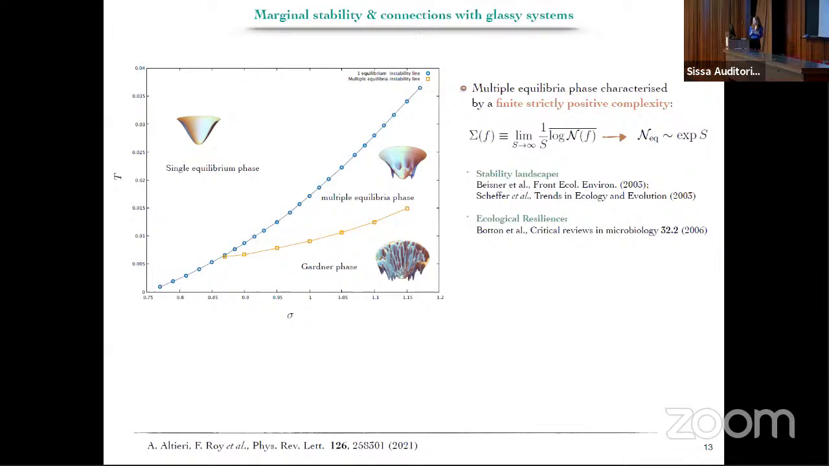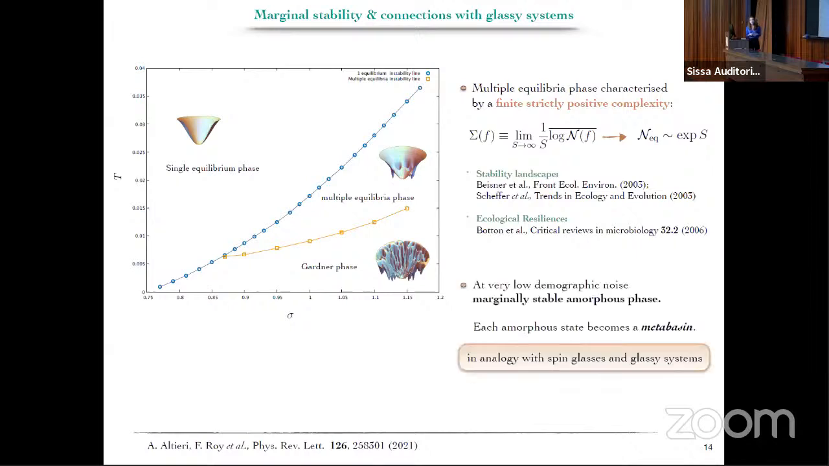And so this is a first quantitative outcome in this direction, and also extremely timely if we think about stability landscape and ecological resilience concepts that have been proposed over the years to explain this apparent emergence of multiple attractors, multiple steady states in the dynamics of real ecosystems. But more interestingly, at very low demographic noise or high heterogeneity, we highlighted another phase that I call the Gardner phase, in analogy with glassy systems and spin glasses, meaning that each of these locally stable equilibria becomes now marginally stable. So it splits, it shatters according to a hierarchical and fractal structure.